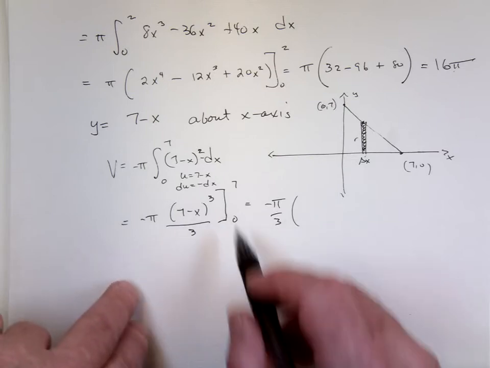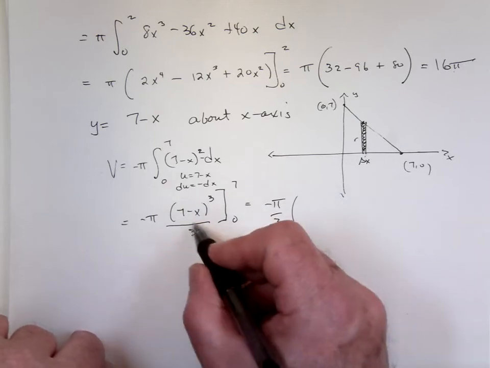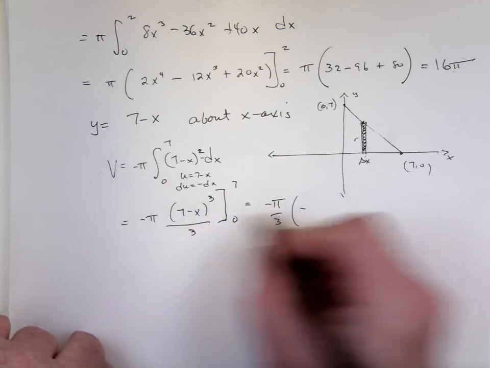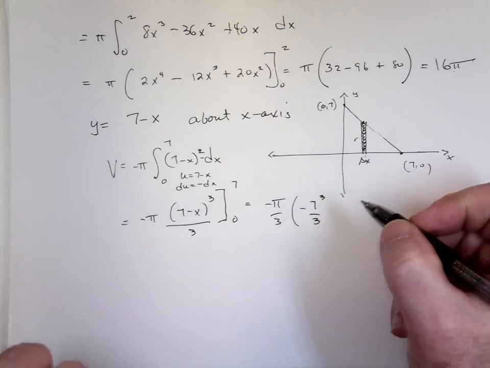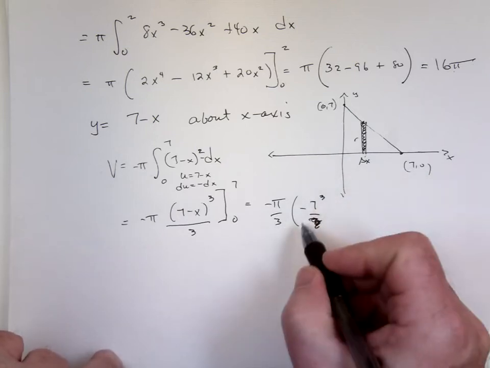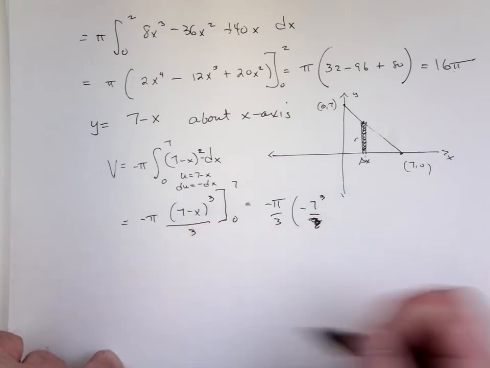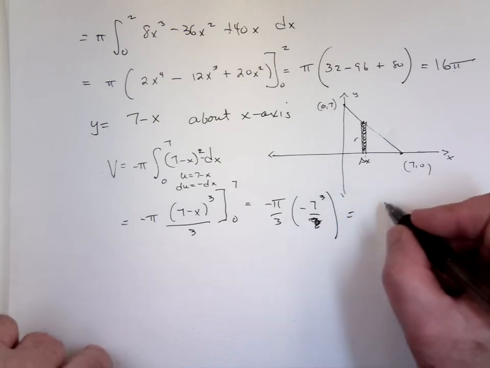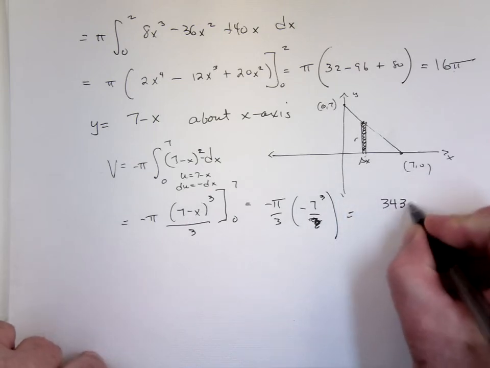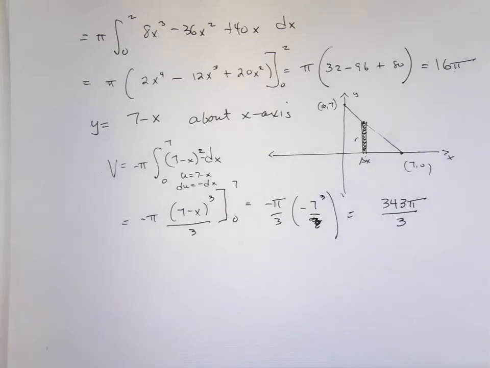So now, substitute in 7, 7 minus 7 is 0, minus substitute in 0, you get 7 cubed over 3. I already got the 3, I'm sorry. So it's a negative 7 cubed, because we're subtracting it when you put in the 0. So it seems to me your final answer will be 7 cubed, 343 pi over 3. That should be the answer.